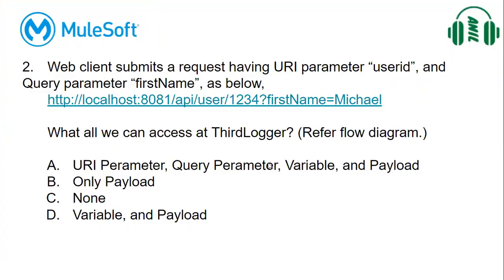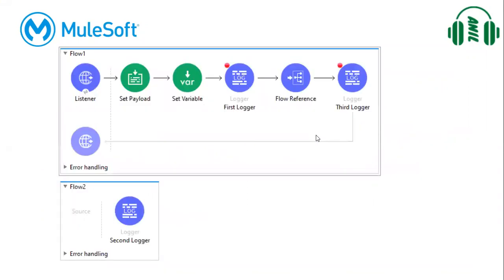So let us move on to the third question. A web client submits a request. This is the same. And what all can we access at the second logger? But the flow diagram is different here. What is the difference you can see? Here we are connecting to the other flow using flow reference. For the first and second questions, it had an HTTP requester here and an HTTP listener here. But here, only flow reference. So what all can you access?